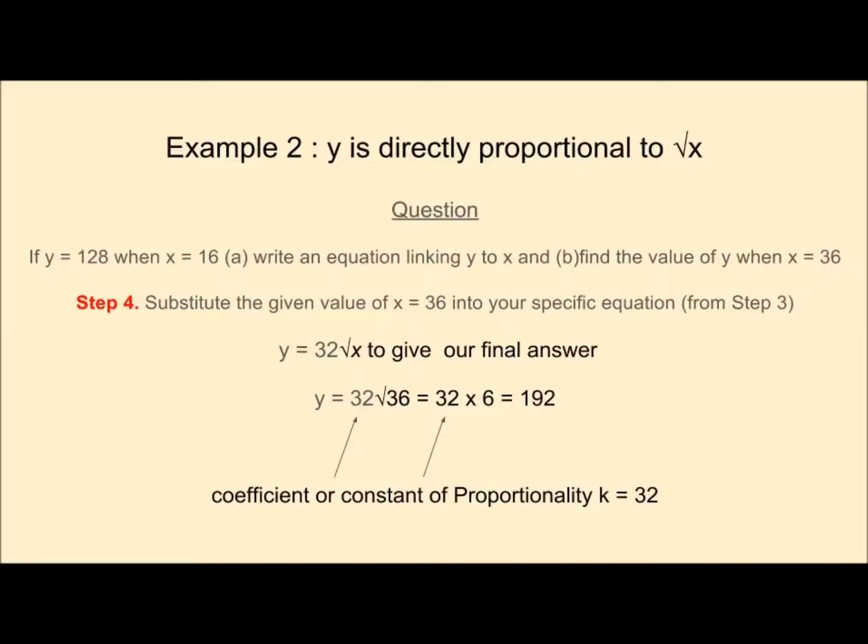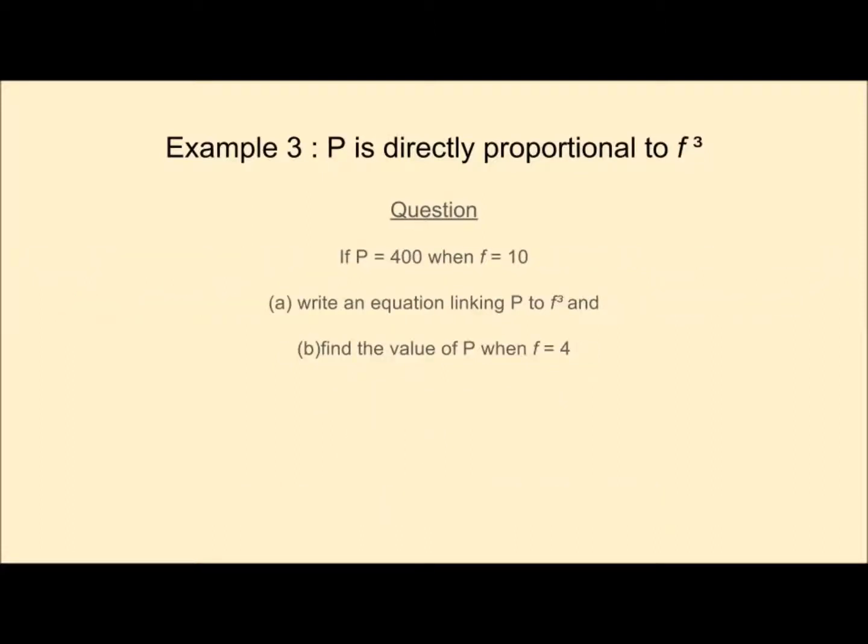Moving on to our third example, it's all the same procedure, but we've just got a slightly different situation. We're now saying that p is directly proportional to f cubed. So our question is, if p is equal to 400 when f is equal to 10, part A, write an equation linking p to f cubed, and part B, find the value of p when f is equal to 4.